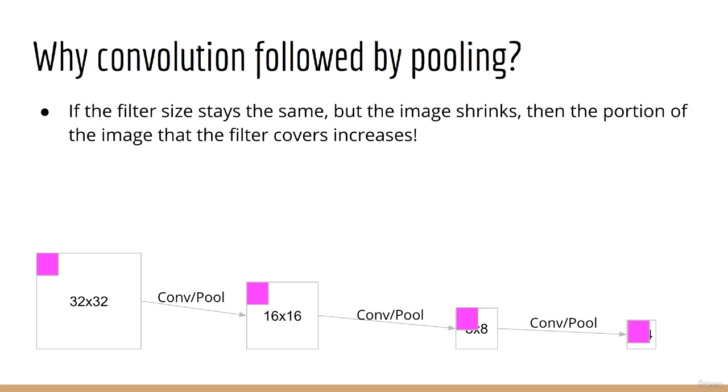Next, we get to an 8x8 image. A 3x3 filter occupies almost a quarter of the image. After that convolution and pooling, we get a 4x4 image. Now, a 3x3 filter takes up most of the image.